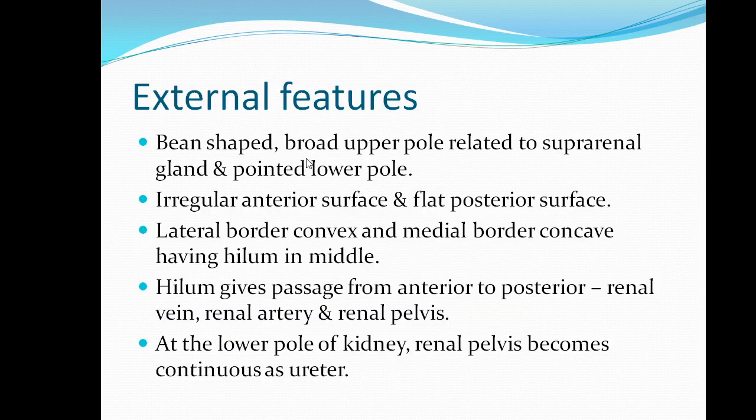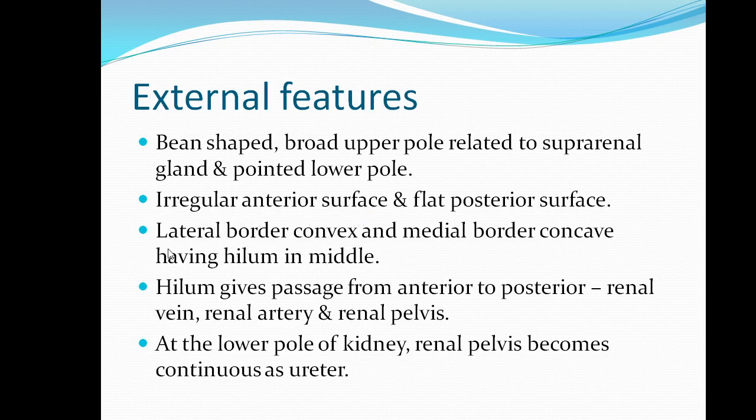The external features of the kidney: it is a bean-shaped structure having a broad upper pole related to the suprarenal gland and a pointed lower pole. It has two surfaces. The anterior surface is irregular and the posterior surface is flat. The anterior surface is irregular because of the various abdominal viscera which are related anteriorly.